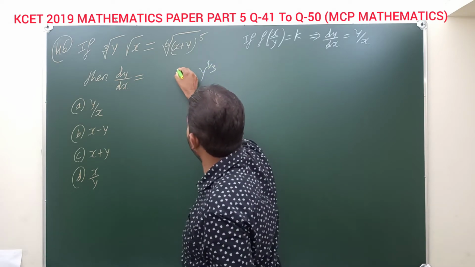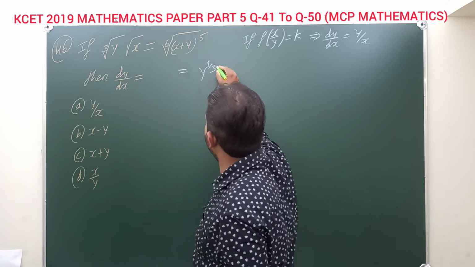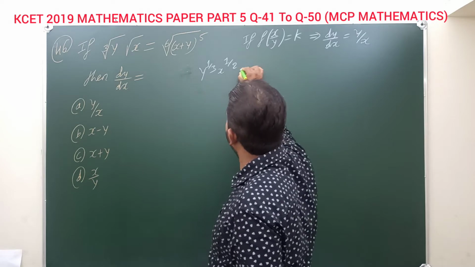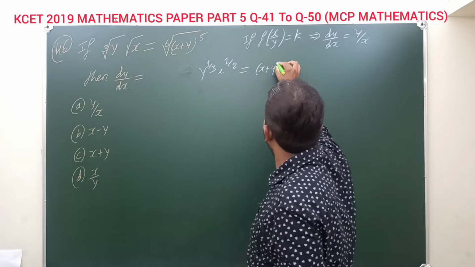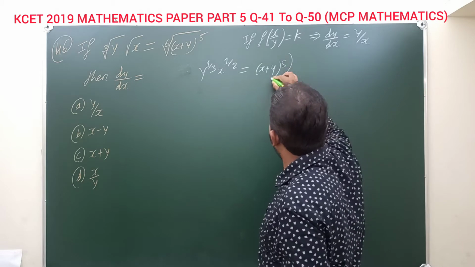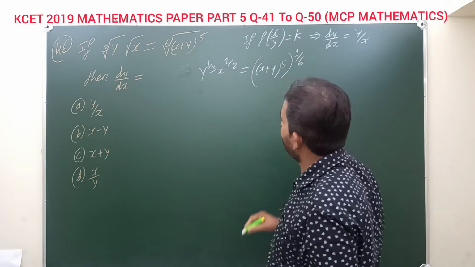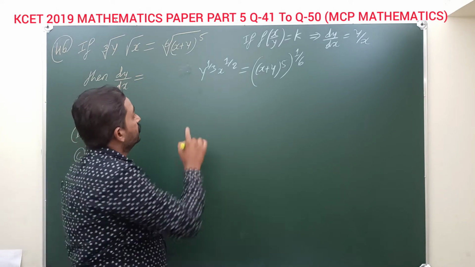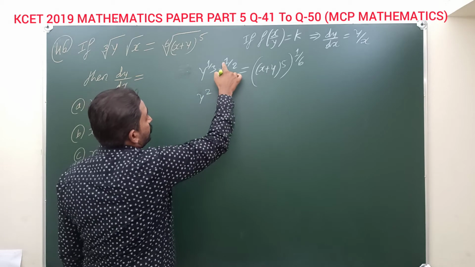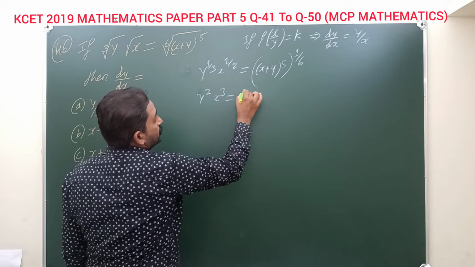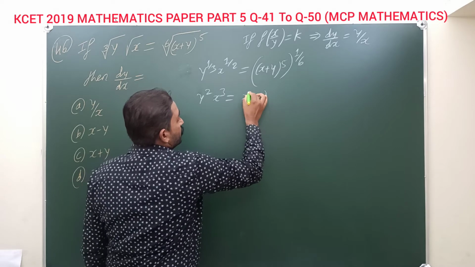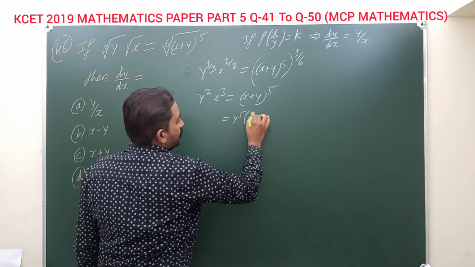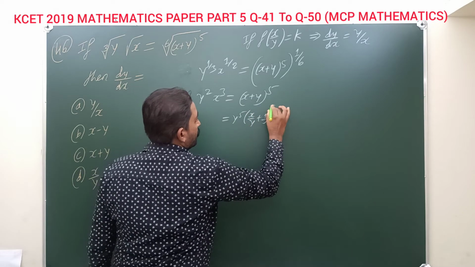So this is equal to, and x to the power of 1 by 2 is equal to x plus y whole to the power of 5 to the power of 1 by 6. In this case, on both sides raise the power 6. So 6 by 3 gives y square, 6 by 2 gives cube, so 6 cancels, it becomes x plus y whole to the power of 5. Here take y outside, it becomes y to the power of 5 times x by y plus 1 whole to the power of 5 on the right hand side.